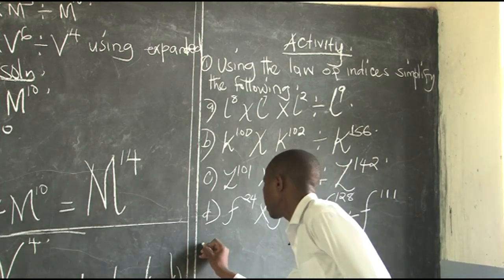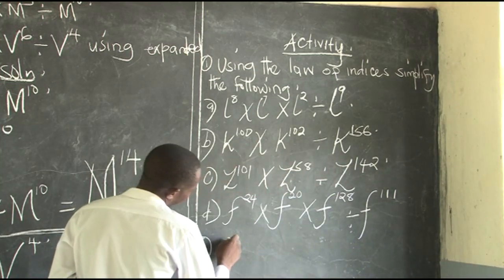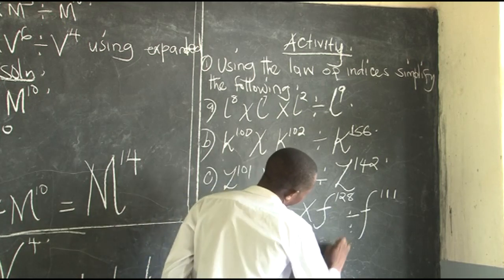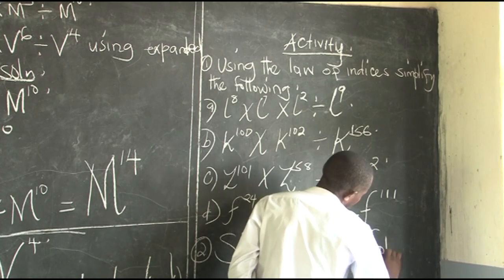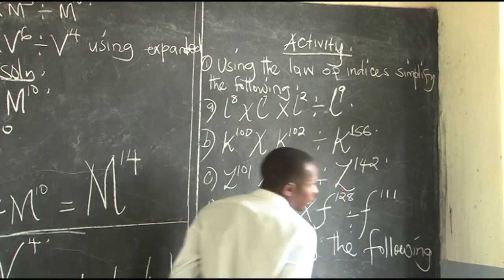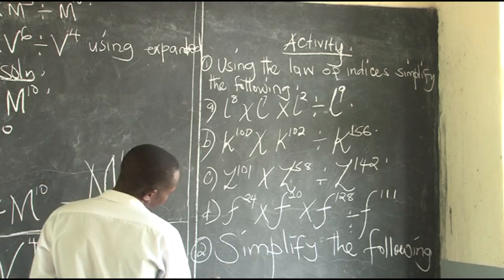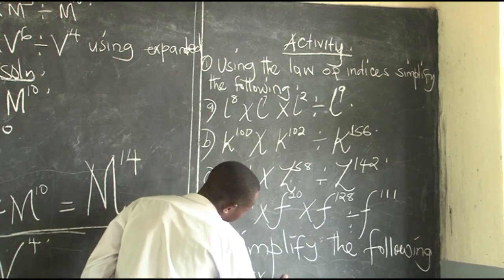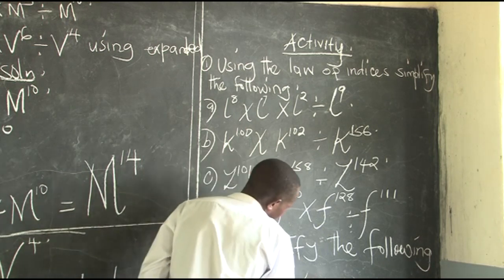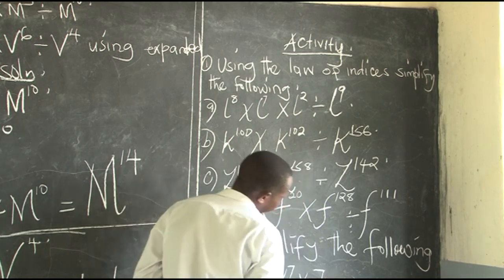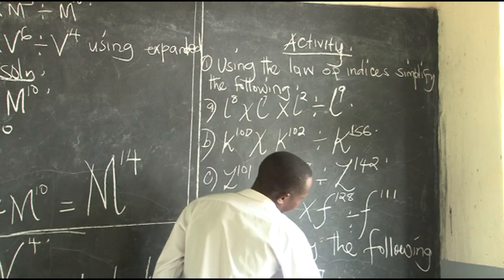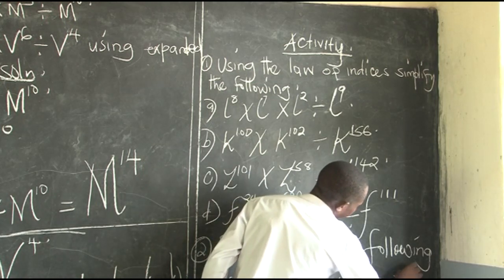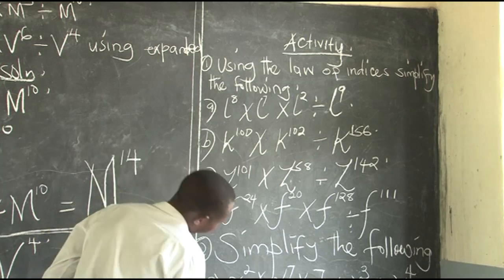Then we shall come to number two. Number two, we shall say, simplify the following. A: X power 2 times X power 7 times X power 7 times X power 3 divided by X power 4. B.